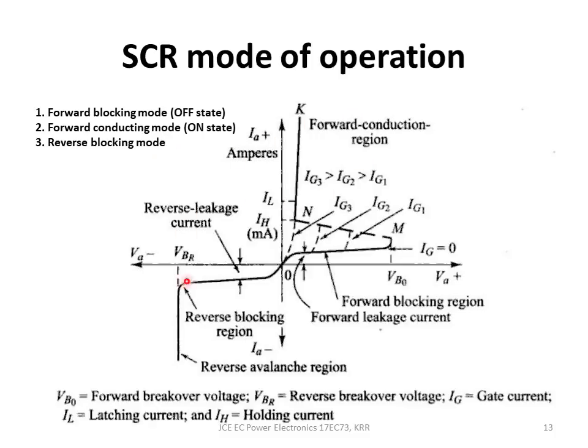So coming back to this particular characteristics, we have got the forward blocking region. That is the region from here to here till VBO. So from 0 to VBO, I call it as forward blocking region, where the SCR is in the off state, right? And hence the current is very small here, but the voltage is very high. And the gate current is 0.